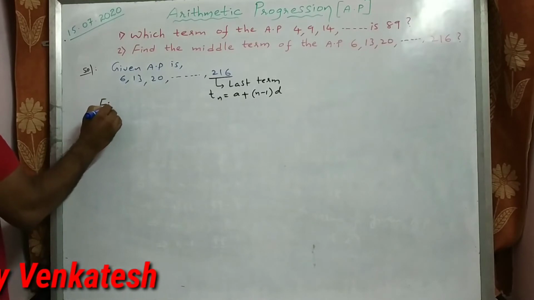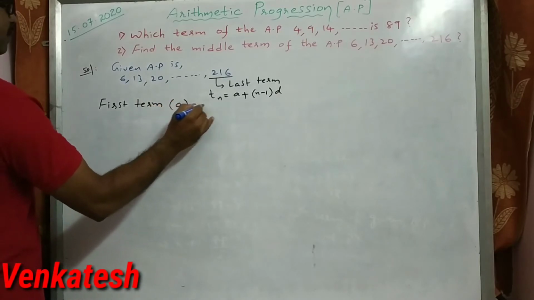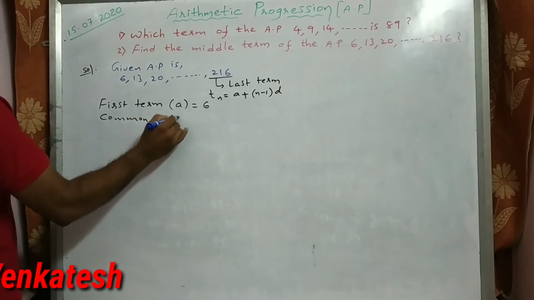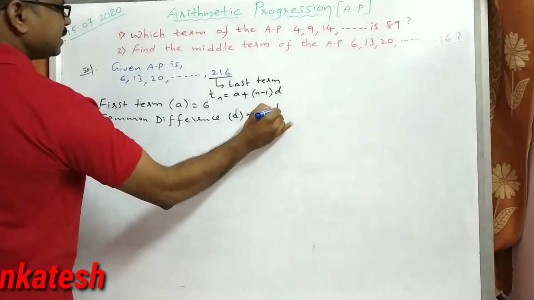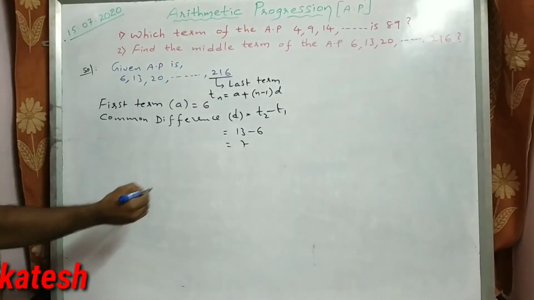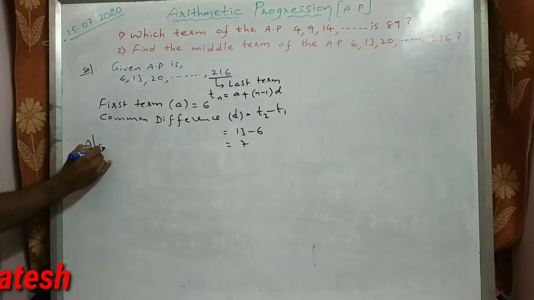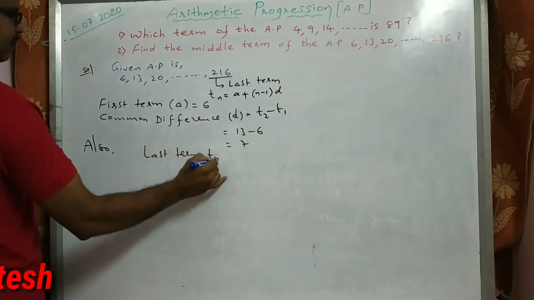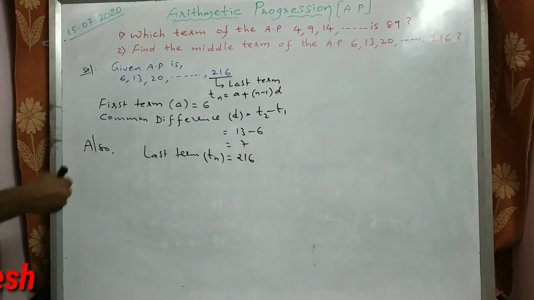What is the first term here? First term of the given AP, small a equal to 6. Next, common difference. How do you find common difference? D equal to T2 minus T1. So 13 minus 6, 7. So the common difference here is 7. Also, we are given the last term. Last term Tn equal to 216. Now I am going to find the value of n.